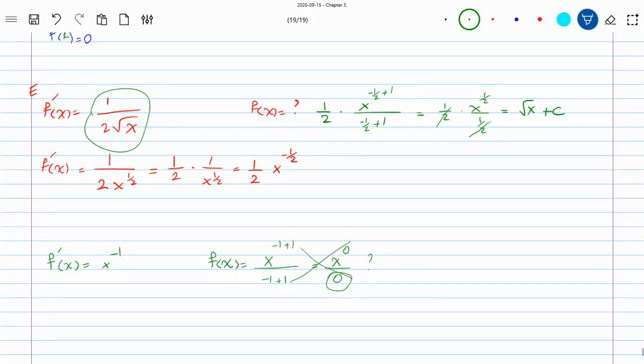So therefore, if the exponent turns out to be negative 1, we cannot use this idea of adding 1 to the exponent and dividing by the same exponent for the antiderivative. Later on, we will discuss how to deal with this specific case. That's the only time that you don't need to use the power rule, and it's a logarithmic antiderivative. We'll discuss this when we get to that chapter, but I wanted to mention it. It's important that you cannot use that backward power rule for negative 1 exponent.